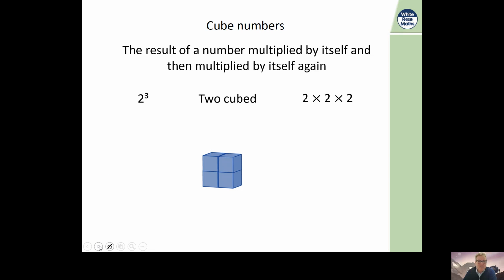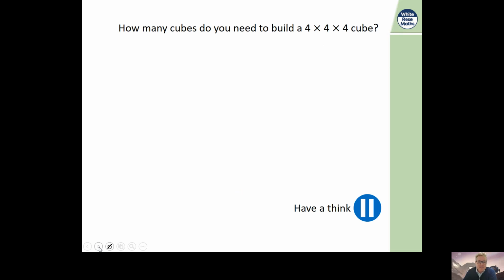So it's interesting here that the representations are 3-dimensional. So we have, instead of a square this time, which is a 2-dimensional shape, when we build up the cubes, we have a 3-dimensional shape with the X, Y, and the Z axes. How many cubes do you need to build a 4 by 4 by 4 cube? Have a think, pause, show your workings out and your reasoning.